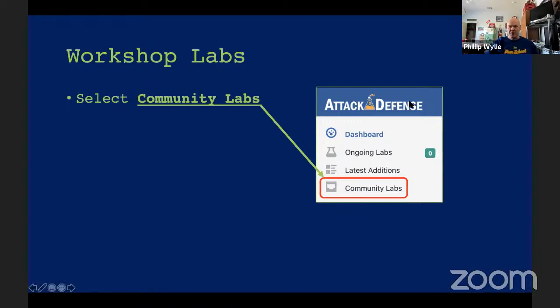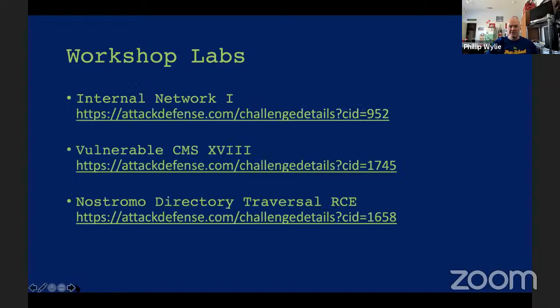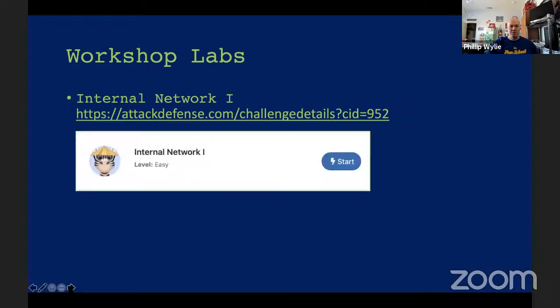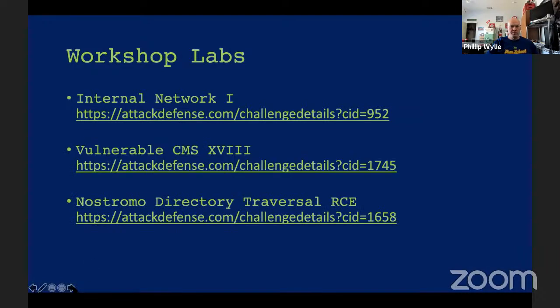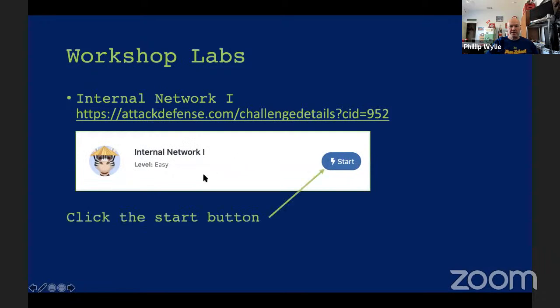So yeah, once you go here, you're going to go to the community labs. And here are the two different labs that we're going to use. The first one, an easy way to detect it is you're going to see this little zebra character here. I'm going to start it. As far as this workshop goes, you can work on these challenges on your own. So you'll have access to all three of those challenges.